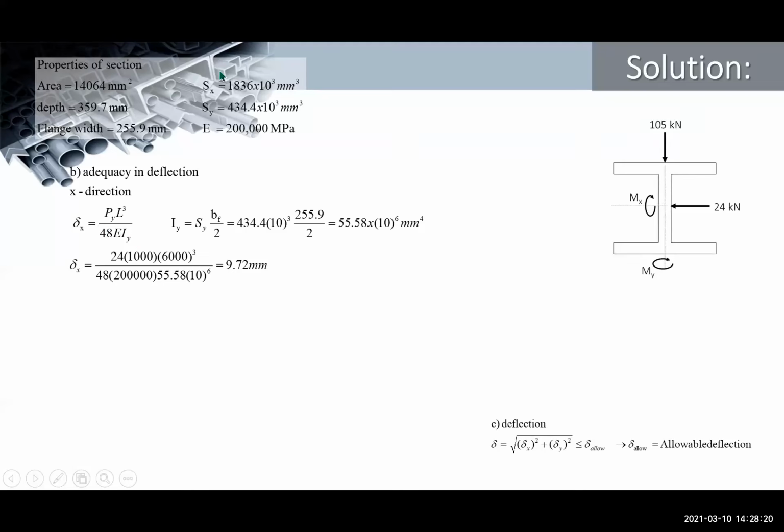Since the I is not given, I is just equal to S times C, wherein C, again, is the distance from the centroid, so this is BF over 2. Since what we know is S is equal to I over C, so we just rewrite it: I is equal to S times C. This is BF over 2, equal to C. Since we are looking for I, which is in the equation, we need to compute I.